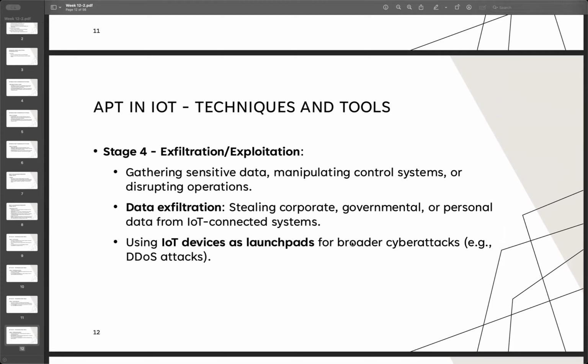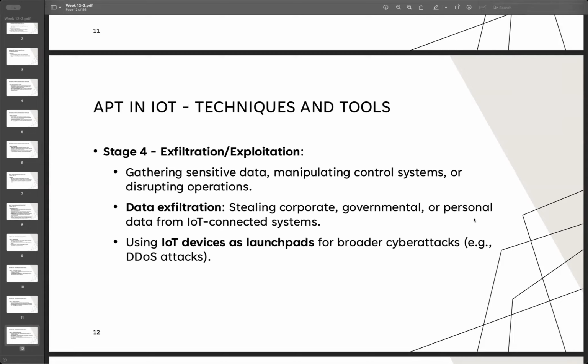In this stage, we're trying to gather some sensitive data. Finally, they try to gather data or information, or try to manipulate some control system or disrupt the operations. When we talk about data exfiltration, they will try to steal corporate, governmental, or personal data from the IoT-connected system. Then they try to use some IoT devices as a launch pad, so they can perform so-called broader cyber attacks, even DDoS.